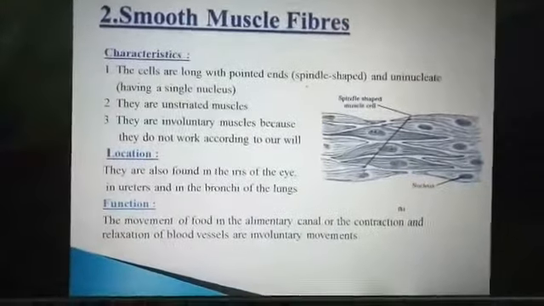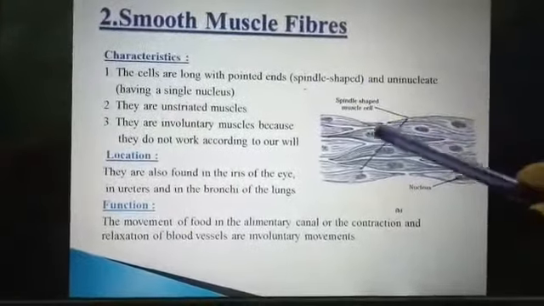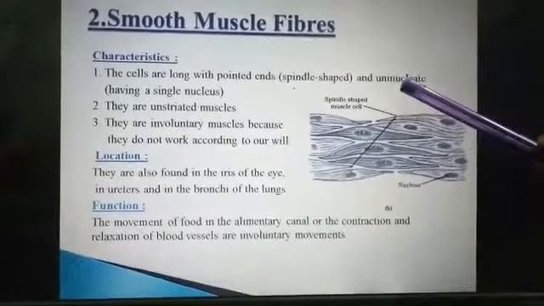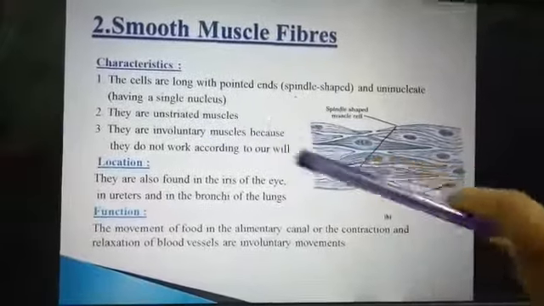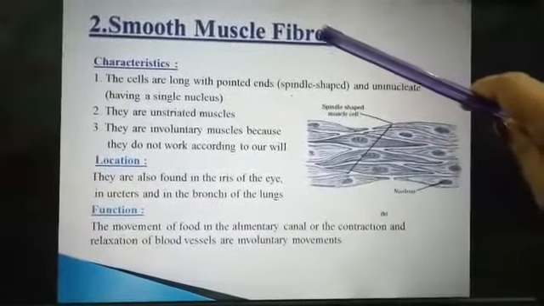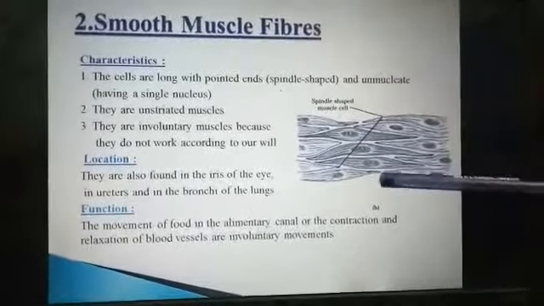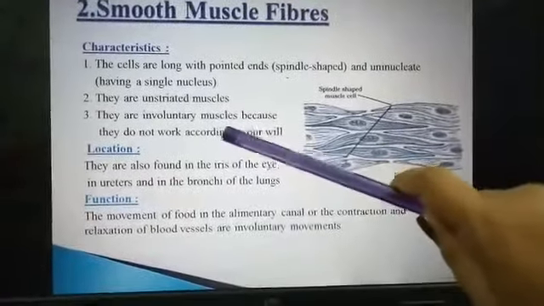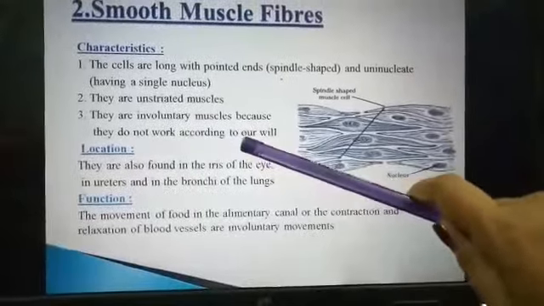Smooth muscle fiber, as you're observing, is spindle shaped. They are uninucleate, only one nucleus is present, so this type of condition is known as uninucleate. They are unstriated, right? The other name of smooth muscle fiber is unstriated, meaning you are not observing light and dark color bands. They are involuntary muscles. That means they do not work according to our will.